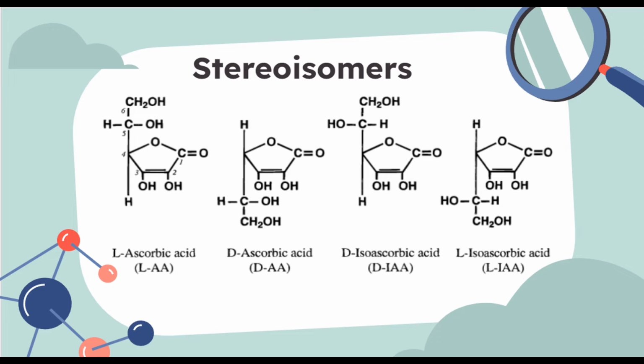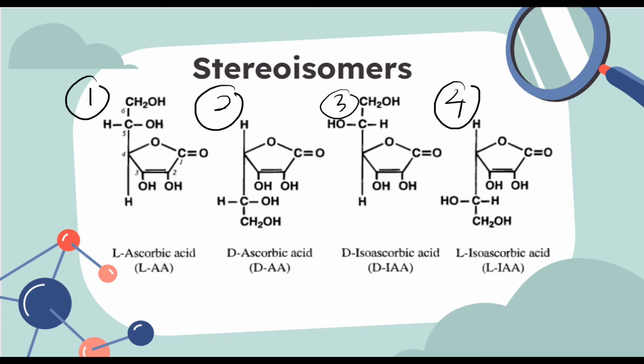Based on the naming, the first stereoisomer and its mirror image will become L-ascorbic acid and D-ascorbic acid, while the third stereoisomer and its non-superposable mirror image, the fourth stereoisomer, will become D-isoascorbic acid and L-isoascorbic acid.